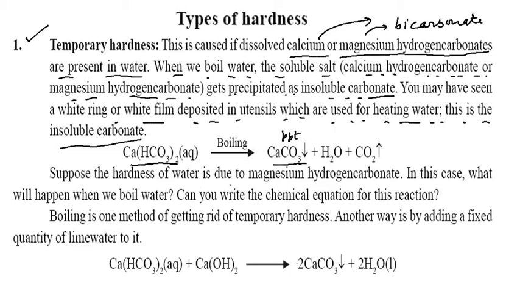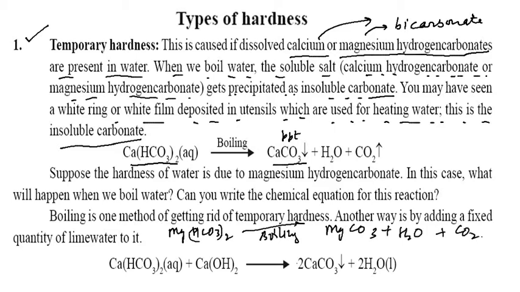Suppose the hardness of water is due to magnesium hydrogen carbonate. In this case, what will happen? We boil water. Can you write the chemical reaction? You can write here, it is magnesium bicarbonate, Mg(HCO3)2, and it is boiling. So it forms MgCO3, one molecule of water, and carbon dioxide. So you can write this equation, and the name of this one is magnesium hydrogen carbonate.